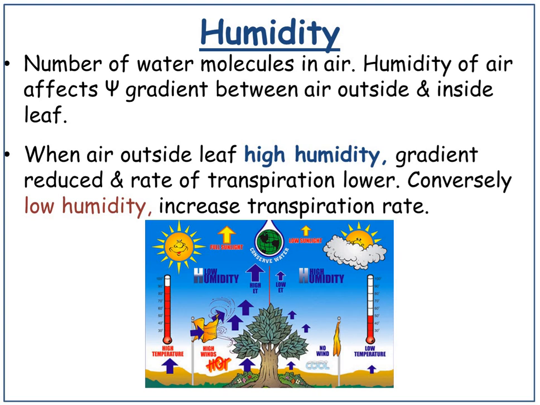Next one is humidity. The number of water molecules in the air is the humidity of the air, which affects the water potential gradient between the air outside and inside the leaf. So when there is high humidity outside the leaf, the gradient is reduced and the rate of transpiration is much lower. On the other hand, if you have low humidity on the outside, you're going to increase the rate of transpiration. So this is quite a good summary diagram. Factors such as humidity, temperature and light intensity all affect the rate of transpiration.